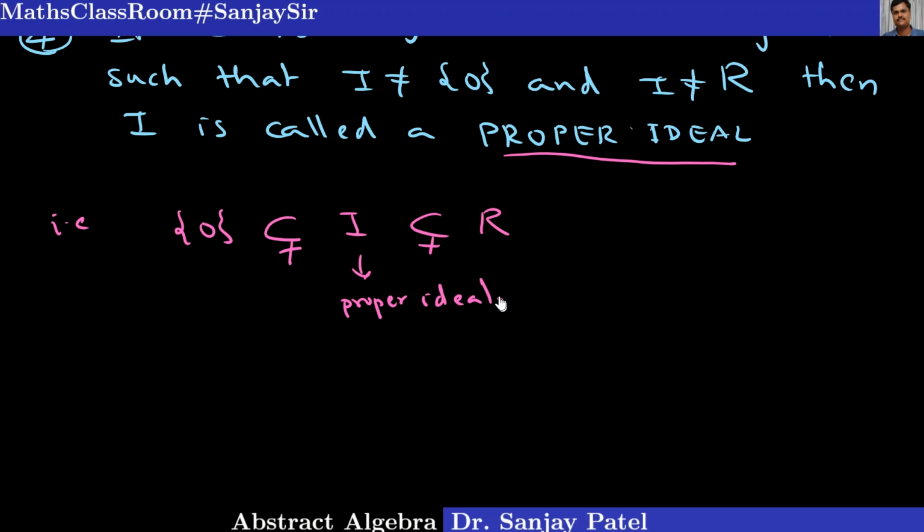Okay. So this is something very important, and we are going to prove in our next lecture that if you have a special type of ring, then it has no proper ideals, and we'll discuss the converse also in that case.